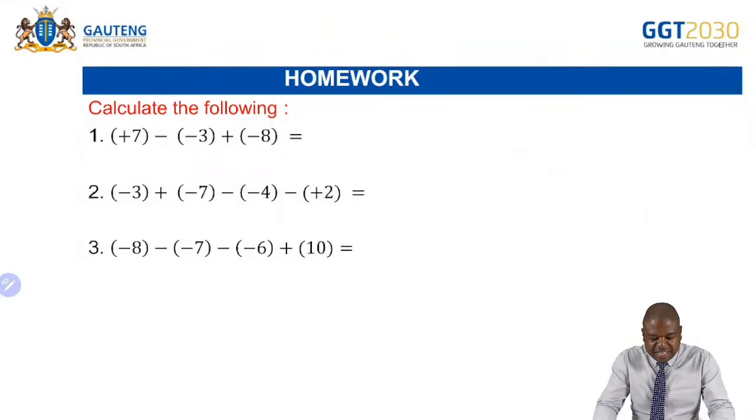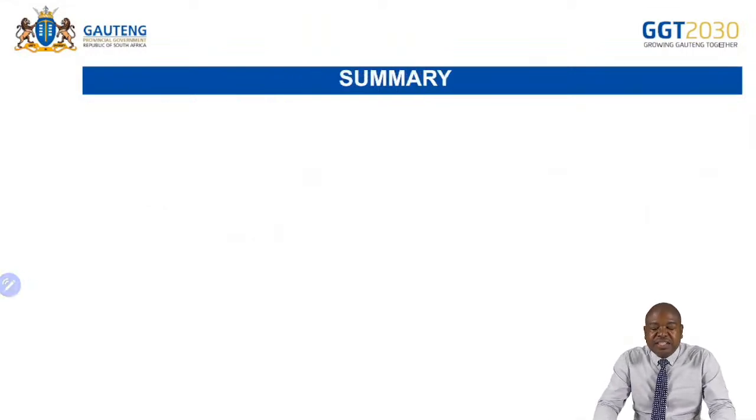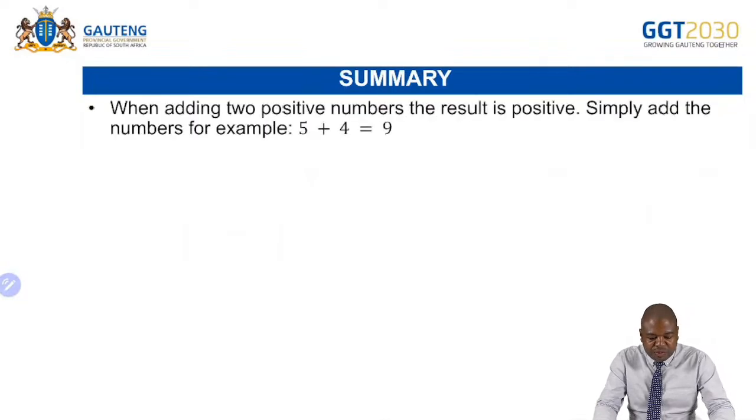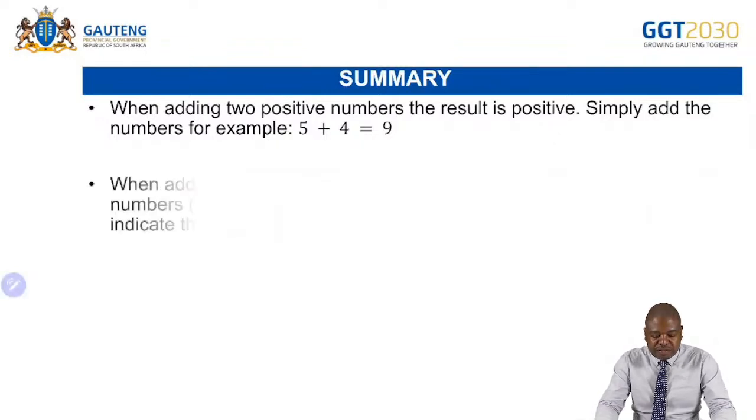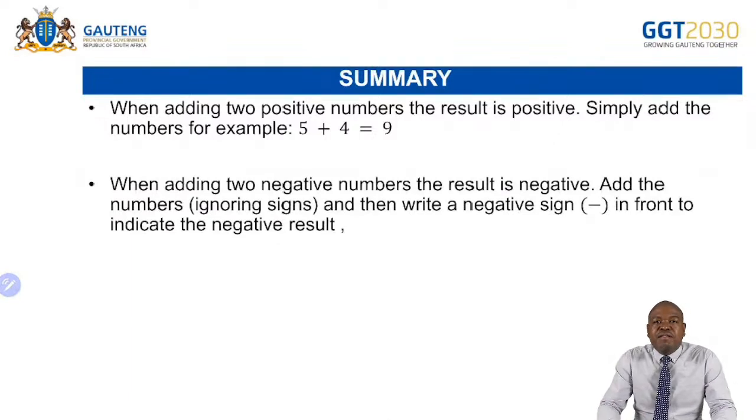Welcome back, grade 8 learners. Now let's summarize our lesson. What is it that we learned today? We learned that when adding two positive numbers, the result is positive. You simply add the numbers. For example, 5 plus 4 is equal to 9.